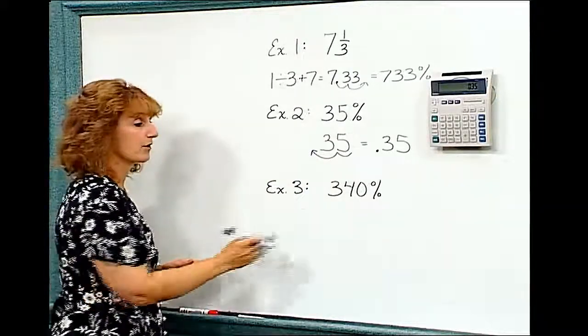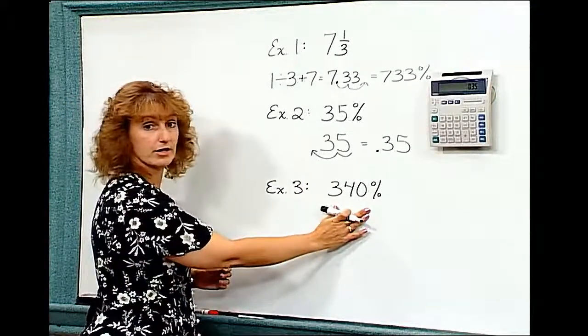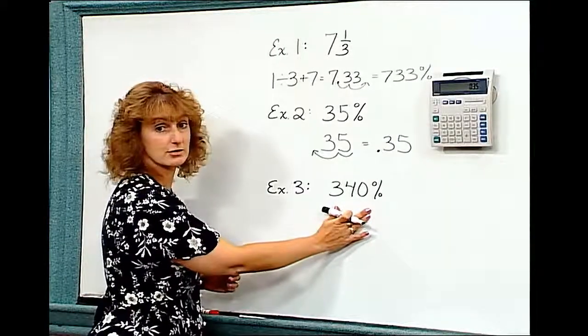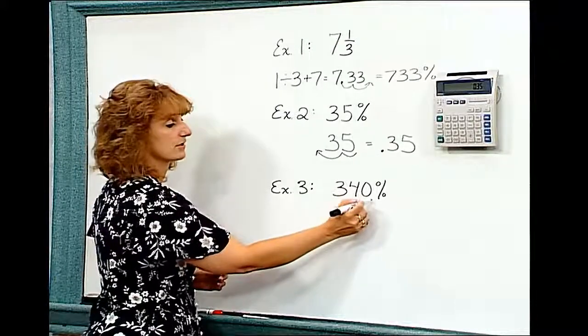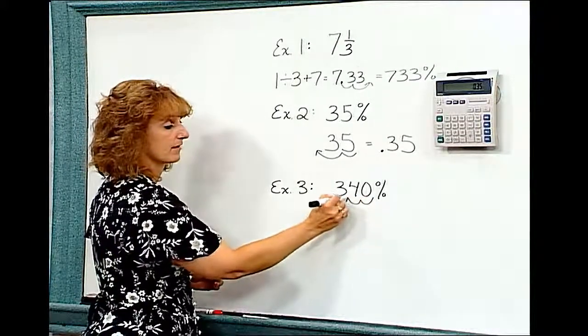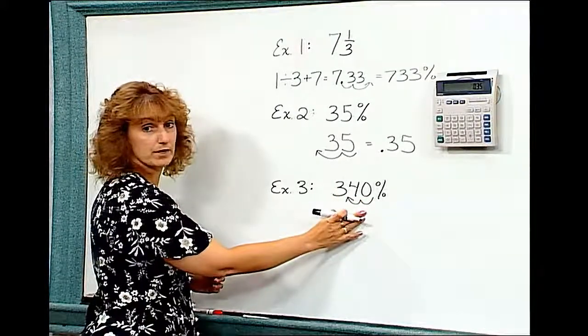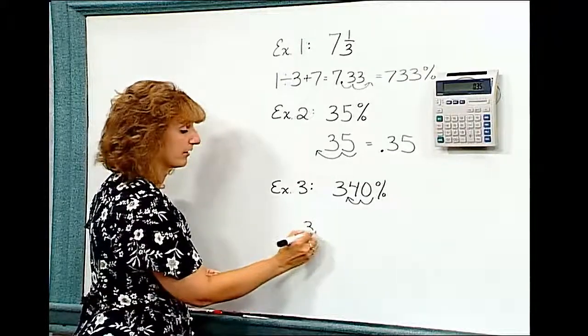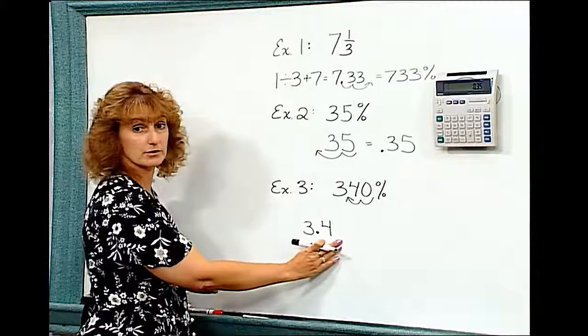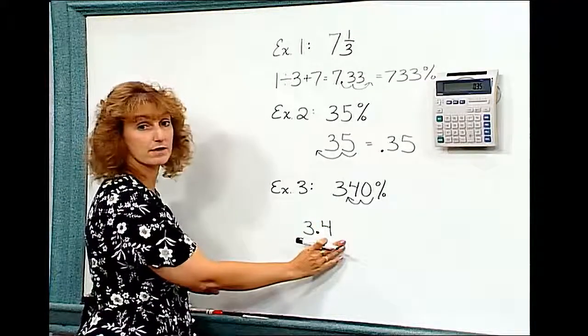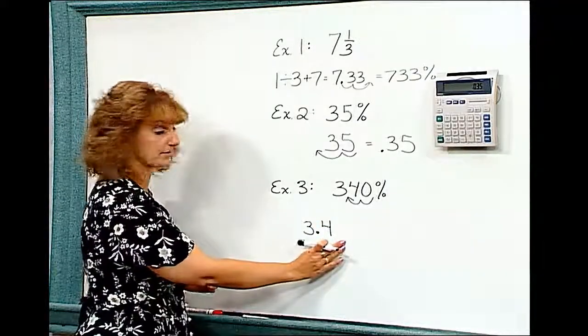Example 3, we're going to take this percent, 340%, and change it into a fraction. The easiest way to do that is to first change it to a decimal by moving that decimal point 2 places to the left: 3.40. But I'm going to leave off that 0 because we know at this point the 0 at the end of the decimal can be dropped.